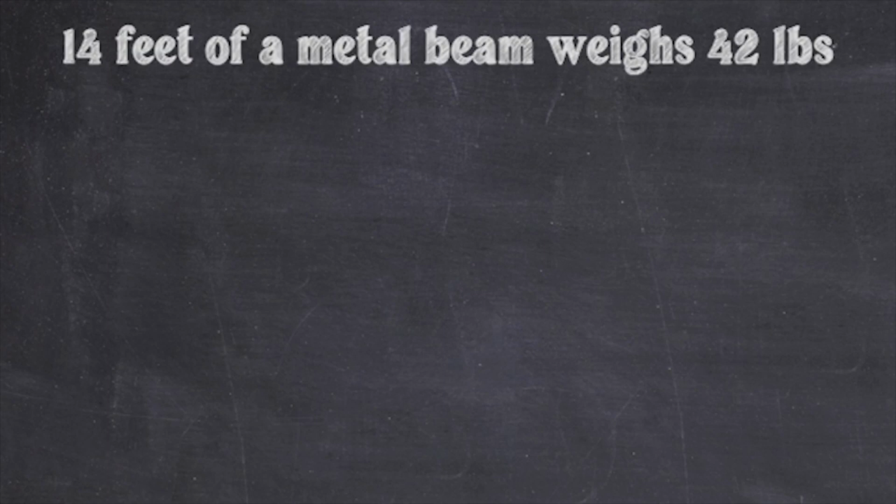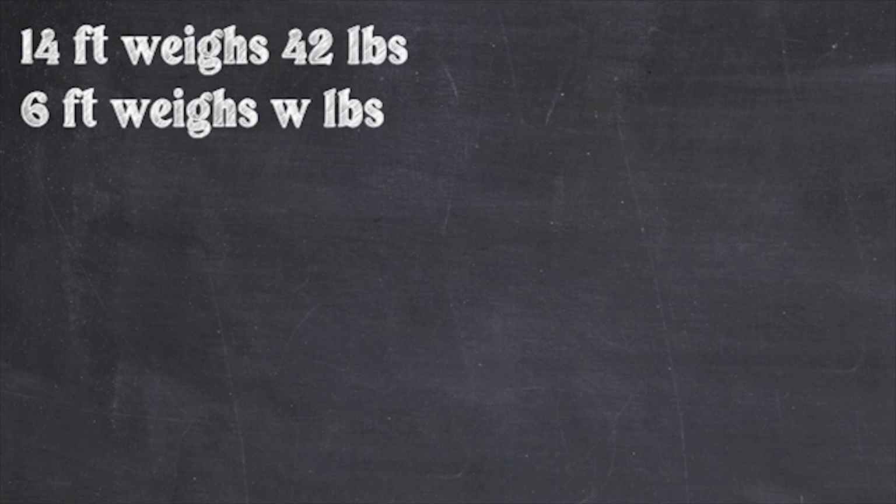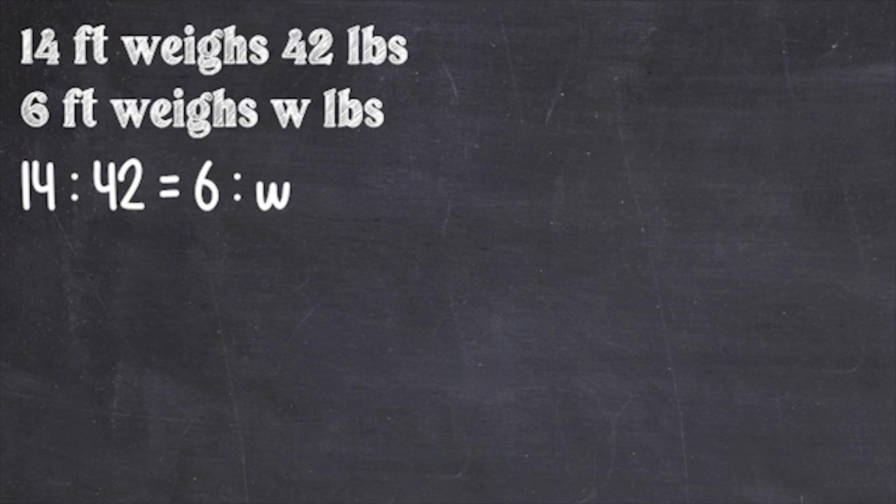Having learned the steps for solving problems with proportions, let's explore a real-life example. 14 feet of a metal beam weighs 42 pounds. How much does 6 feet of the same beam weigh? We can solve this as a proportion because the length of the beam is proportional to its weight. Since 14 feet weighs 42 pounds, and we need to know how much 6 feet weighs, we can set up the proportion as 14 to 42 equals 6 to an unknown value. Let's put a variable w to represent the number of pounds 6 feet weighs.